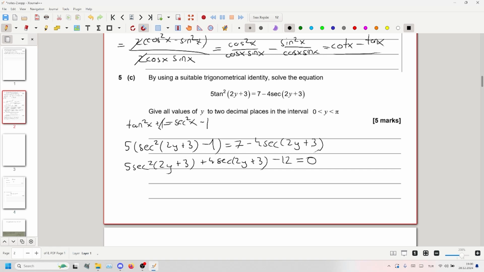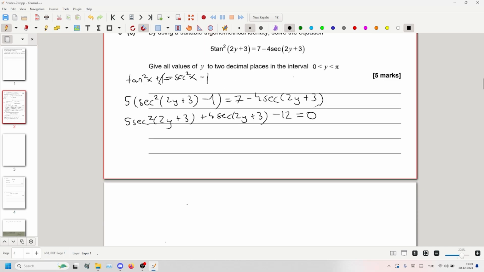Now, as you can see, this is a quadratic equation in terms of secant of 2y plus 3. So we can try factoring it. Is it factorable? Yeah, it is. So one of the factors is 5 times the secant of 2y plus 3, and the other is the secant of 2y plus 3. We can factor this as negative 6 and positive 2 like this. So we'll get 10 times the secant minus 6 times the secant plus 4 times the secant.